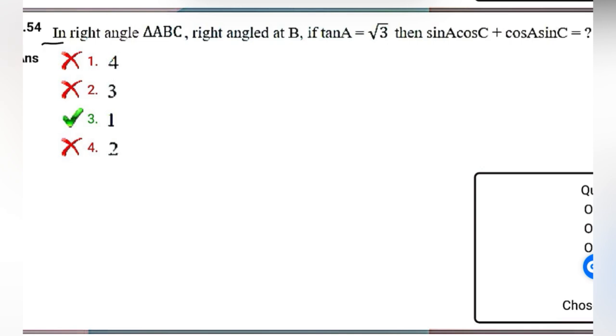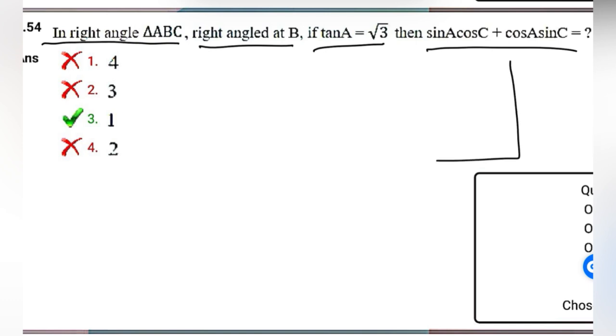In right angle triangle ABC, right angled at B, if tan A is root 3, then find sin A cos C plus cos A sin C. Given right angled triangle is ABC and it is right angled at B. And tan A is root 3 means here the perpendicular is root 3 and the base is 1.